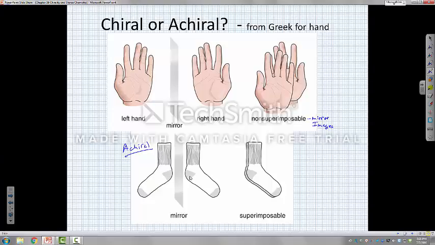This sock has a mirror image, and you can place one on top of the other, and there's no way to tell one from the other. They are superimposable. So in this lesson these would be not chiral. They're not isomers of each other. They are the same. If you have two compounds where all the atoms line up, they're not isomers of one another. They're two copies of the same compound or molecule.